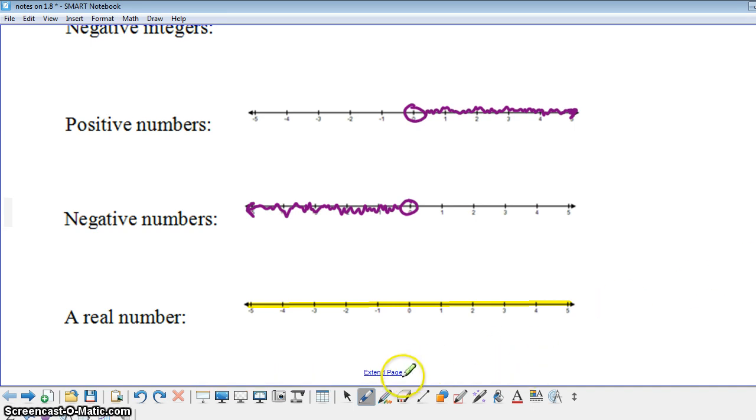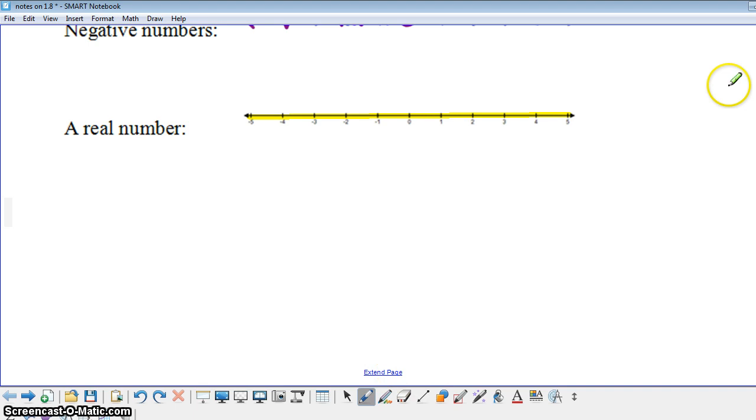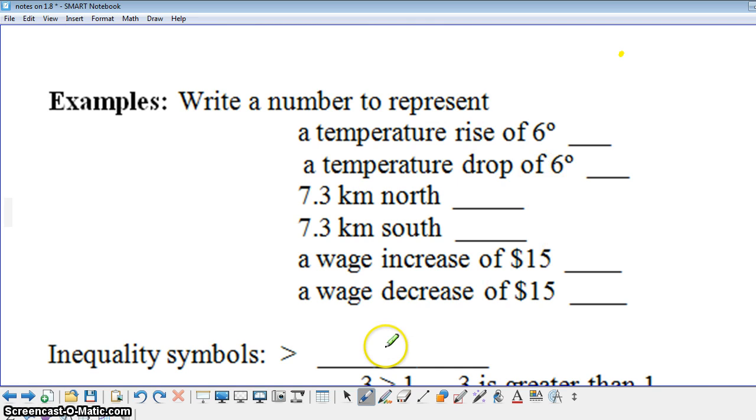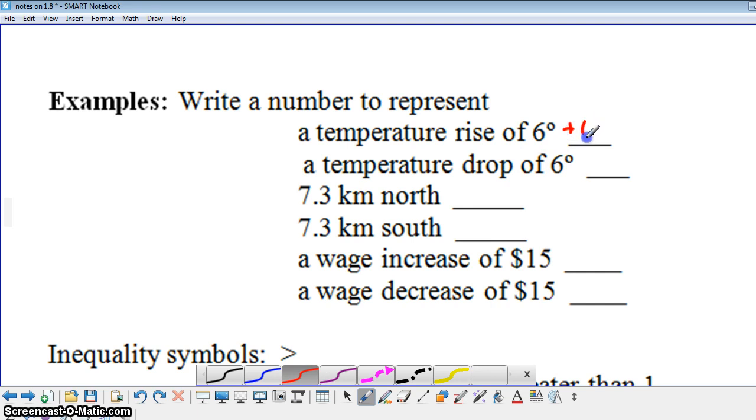Alright, so let's take a look at the next page, so on the back of your handout of notes, and let's see if we can actually write some of these things here in terms of positive and negative numbers. So we're going to represent a rise of 6 degrees as positive 6. And generally speaking, when we're writing positive numbers, we won't put a positive sign in front of it, but I am putting a positive sign here now for emphasis. A drop of 6 degrees we'd write as -6.